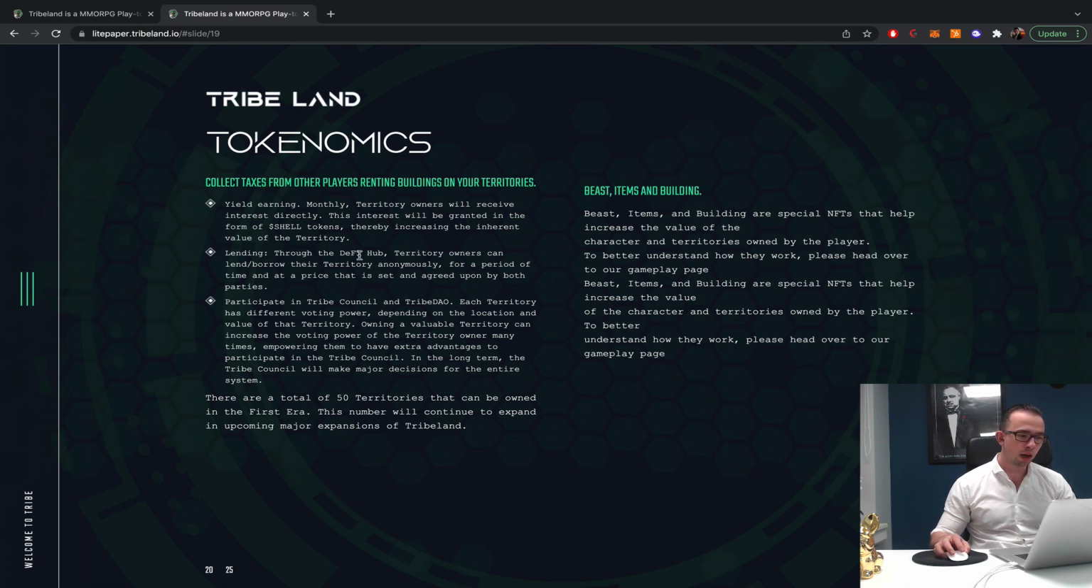Lending. Through the DeFi hub, territory owners can lend or borrow territory anonymously for a period of time and at a price that is agreed upon by both parties. Participating in the Tribe Council and the Tribe DAO, each territory has different voting power.